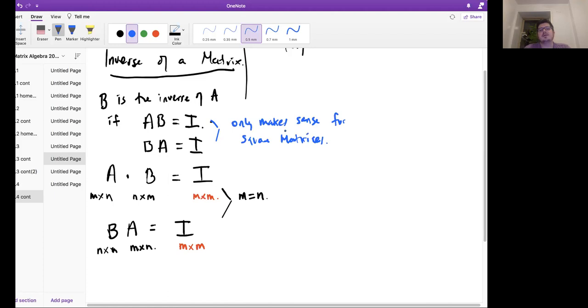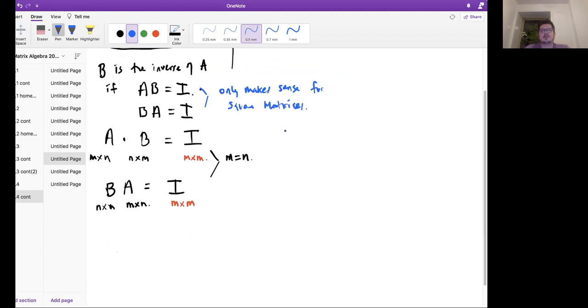Okay, so in this case it is n by n, but I'm using the same I. So the idea is that these, I guess, four things need to be the same. So even write it like this: AB is equal to BA, is equal to the identity.